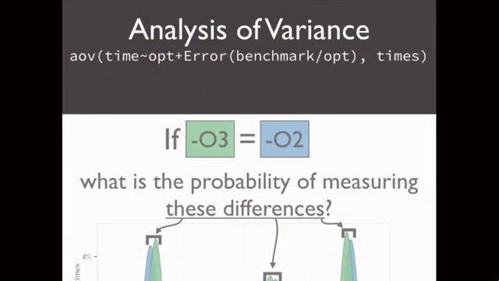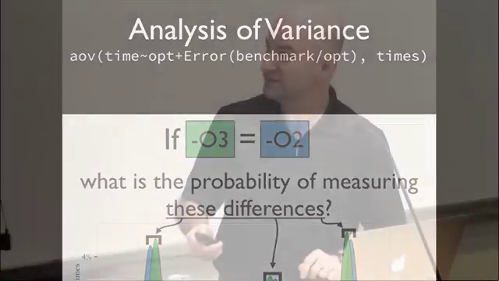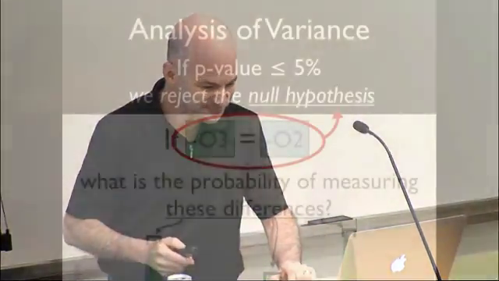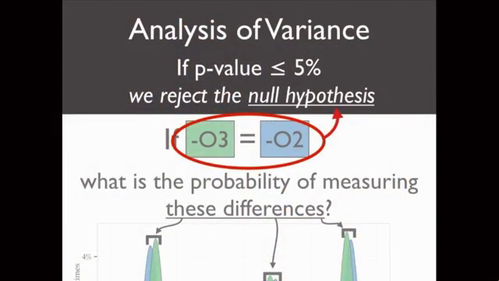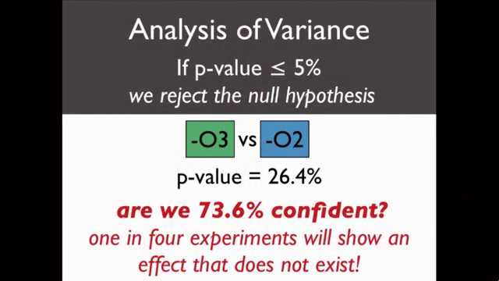To do this, there's a generalization of the Student's t-test for more than one thing. There's actually a whole family of these tests. It's called analysis of variance. You can invoke it with R in the beautiful R syntax, as you see there, and you get the same sort of results. If the p-value is below 5%, then we reject the null hypothesis, and we say that these things are, in fact, different.